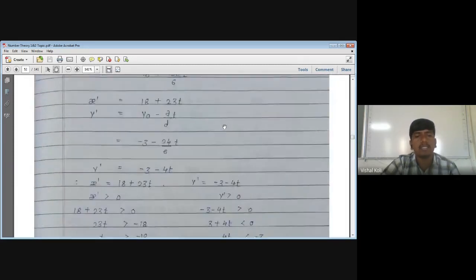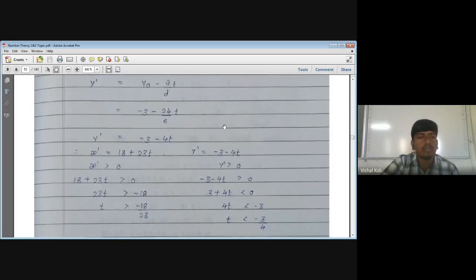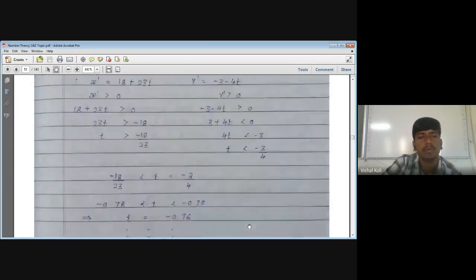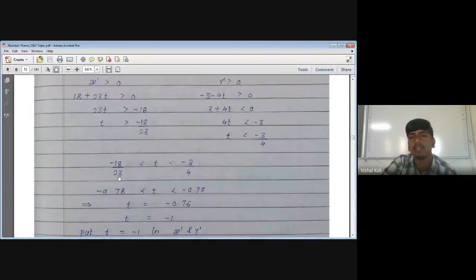Let us consider x dash is greater than 0, but x dash is nothing but 18 plus 23t. So 23t is greater than minus 18, t is greater than minus 18 divided by 23. Similarly, for y dash greater than 0, t is less than minus 3 by 4. Therefore t lies between minus 18 divided by 23 to minus 3 divided by 4, that is minus 0.78 to minus 0.75. Therefore, as t lies between these two values, the value of t is nothing but minus 0.76.